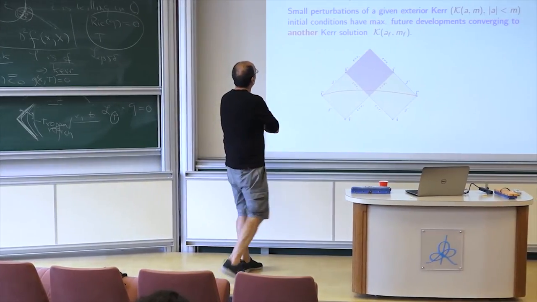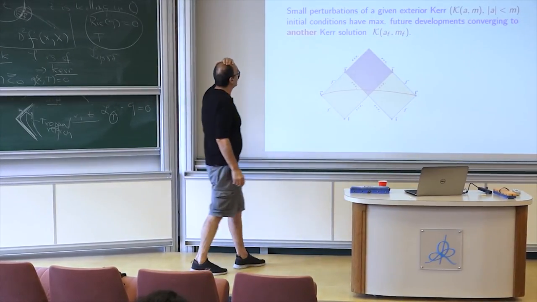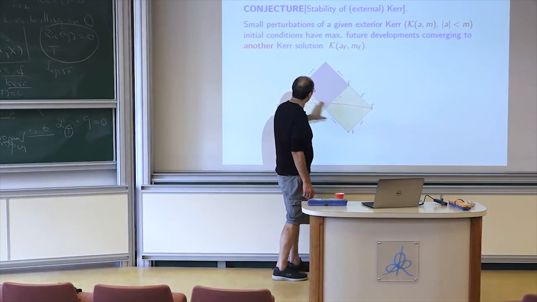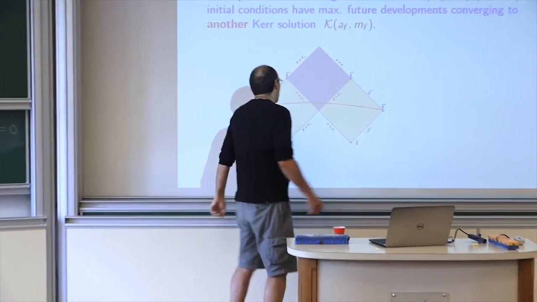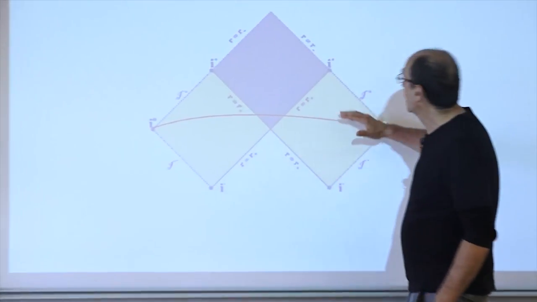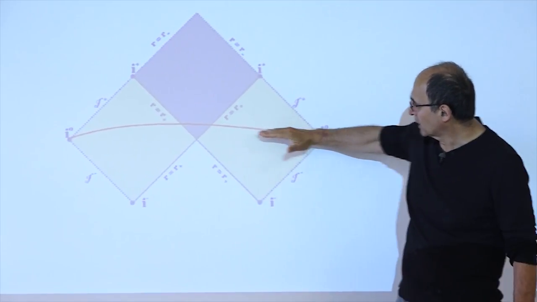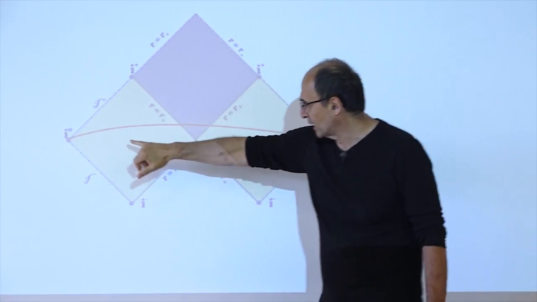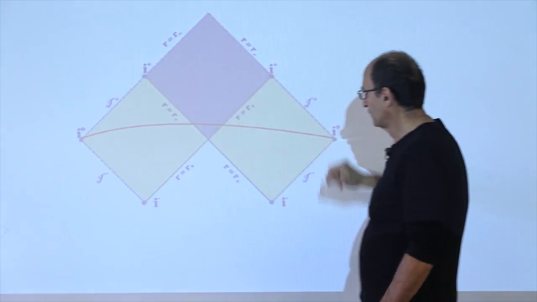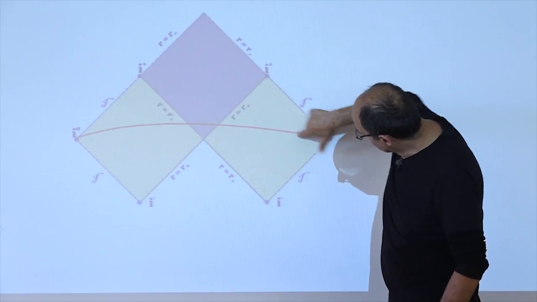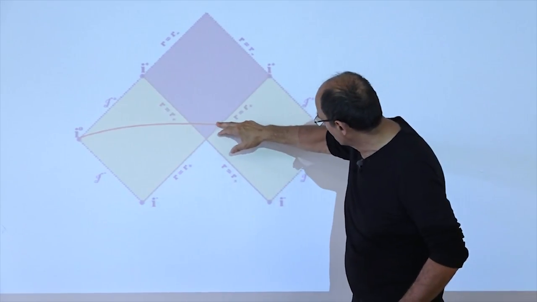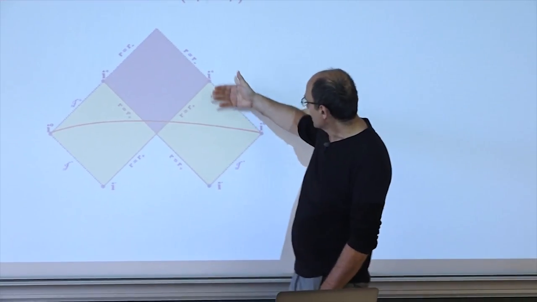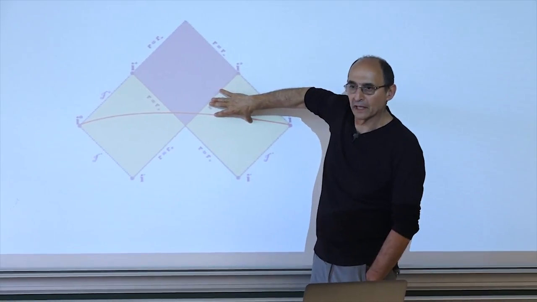Okay, so here is a conjecture. Here is a picture of the Kerr solution, right? We are interested only in the external part. And in order to formulate this stability, I have to take a space-like hypersurface. I take an arbitrary space-like hypersurface, which looks roughly like this. It goes from here to here. But again, I'm interested only in this part, or maybe to go a little bit beyond, but not much. And I look at the restriction of the Kerr solution to this space-like hypersurface.